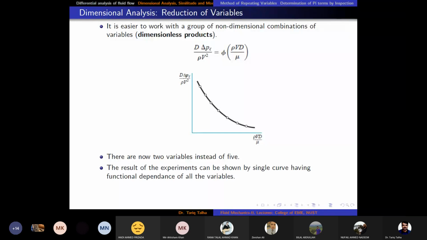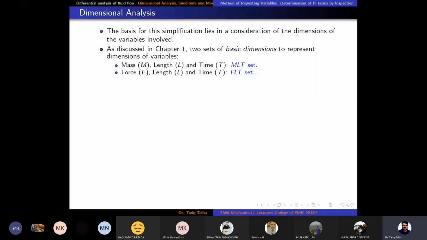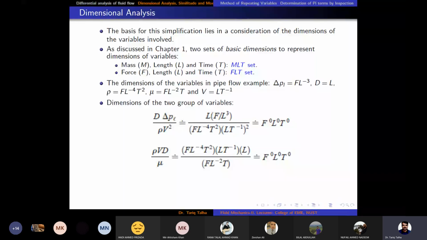Now how to conduct these experiments? Now you would be wondering how they are non-dimensional. You can either use the MLT system or the FLT system, which you have discussed in chapter number 1, and we know all the dimensions. Delta P by L is FL minus 3, because delta P L means delta P divided by delta X. Diameter is only length, and then rho we can calculate in the FLT system, and mu as well, and velocity is meter per second. So we can see that these two are non-dimensional.